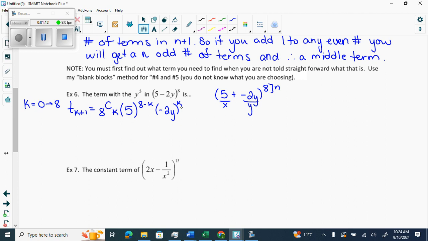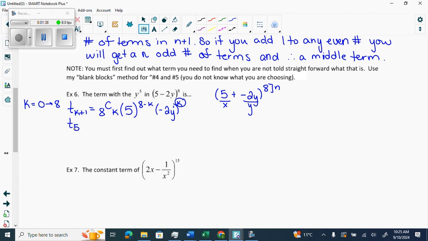Now let's reread the question. The term with the y to the power 5 in 5 minus 2y to the 8 is. Anyone have any hints as to what k would have to be in order to get y to the 5? It would have to be 5, right? Because this here would distribute to that y to the 1, so it needs to be a 5 in order to get y to the 5. We agree?